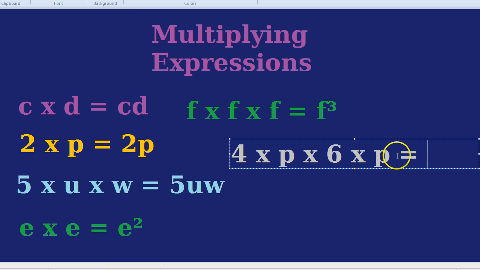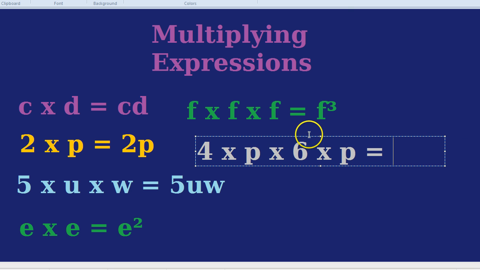In this case, we're going to do the numbers first. So what's 4 times 6? That would be 24, and P times by P would be P squared. And you notice we write them all together, 24P squared, with a number coming first.